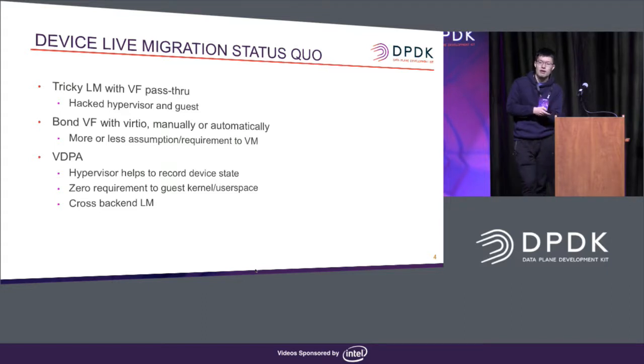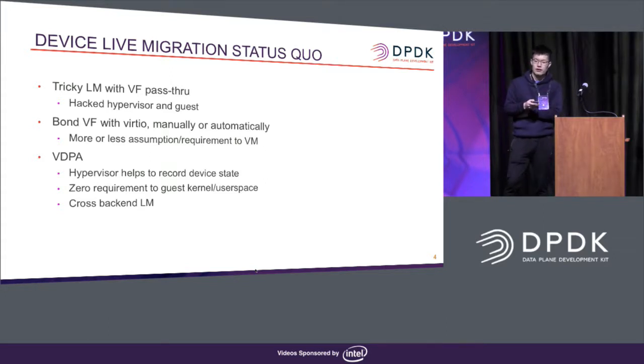For the vDPA mode, because vDPA still follows the para-virtualization framework, the virtual device is still emulated by the hypervisor. So hypervisor can help to record the device state, because each driver configuration will be trapped to hypervisor. Then hypervisor will get to know what the driver wants to do. So it knows exactly how many queues are being used and what features are being configured onto the device.